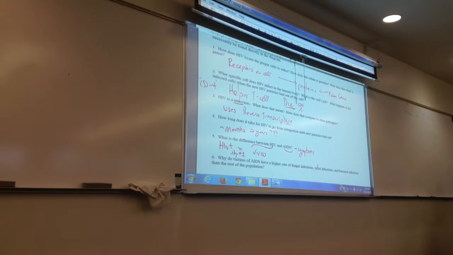But AIDS is when you actually possess this syndrome, this list of symptoms. So there's HIV, then there's ARC, which is AIDS-related complex, and there's pre-AIDS, and there's AIDS, but you're just adding symptoms. You can be HIV positive and not yet have AIDS. But if you have AIDS, you were HIV positive. Make sense?